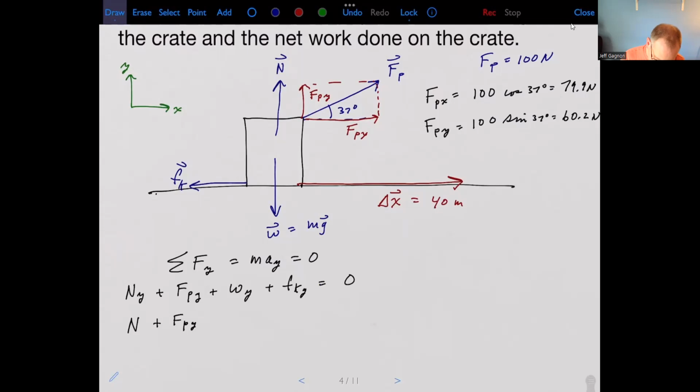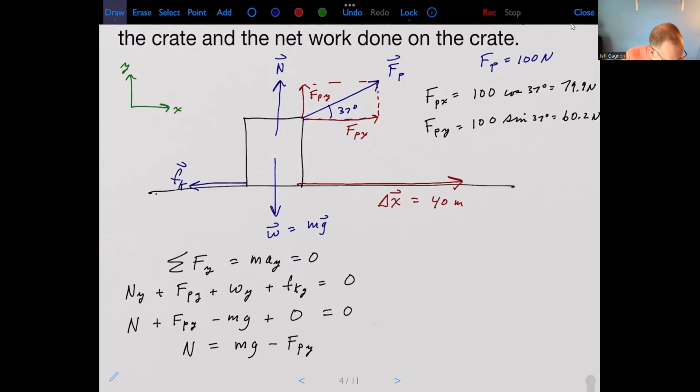The y component of W, well, all of the weight is acting in the y direction, but it's negative, so that's like minus mg. And then the y component of the frictional force, there is no y component, right? It's in the negative x direction, so that's 0. So that's going to equal 0. So the normal force here is basically going to be, I'll move the mg to the other side, and then the y component of FP to the other side, so it becomes negative. It's basically going to be the weight minus the y component of FP.